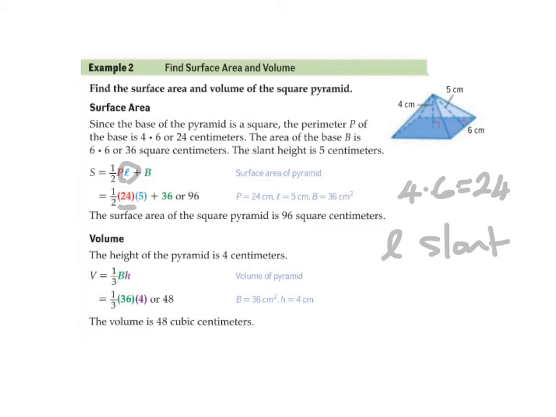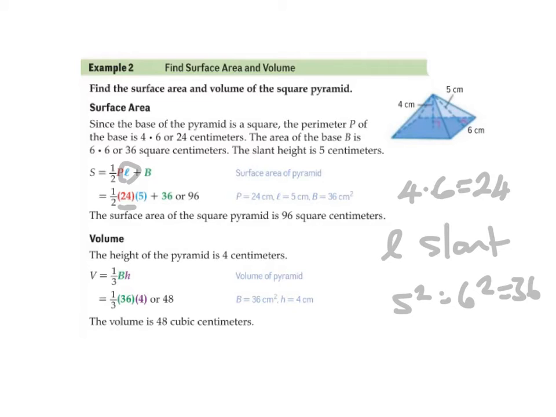As against the 4 centimeters in the diagram, that's the perpendicular height. And then the area of the base, don't forget, going back to 1.6, was the side squared, so that's just going to be 6 squared, which will give you the 36. So that's where they get their information from.